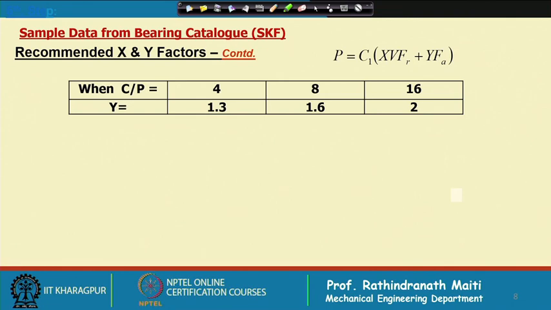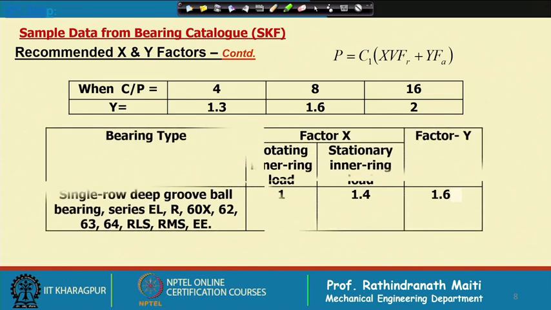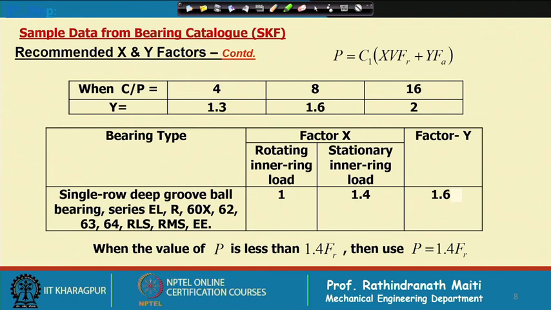So, Y may be taken as 1.3, 1.6 to 2, and similarly for the X factor here we have followed the SKF catalog, and there they have different series of bearing, 60X, 62, 63, these are ball bearings, roller bearings, etcetera, for which factor X can be considered like this, rotating inner ring load, stationary inner ring load, and factor Y is 1.6, this is the nominal value we can consider. However, in calculation, if P is found to be less than 1.4 times FR, we can consider P equal to 1.4 into radial load.